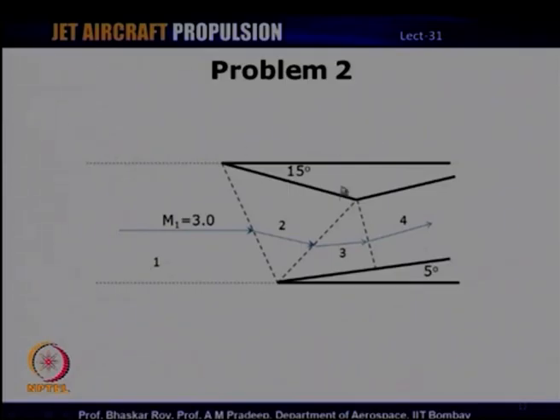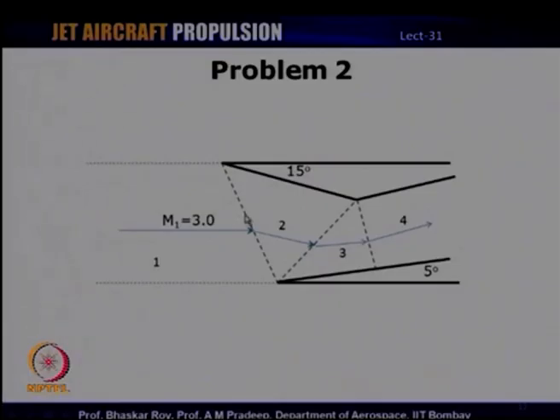This is the supersonic intake. It is a mixed compression intake, because there is one shock which is just outside the intake entry itself. So, this is a mixed compression intake. There are 3 shocks which are used to decelerate the flow.